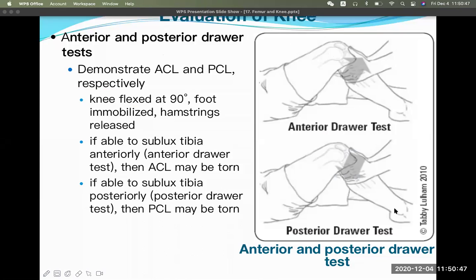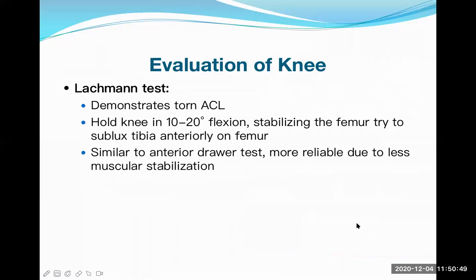Let's move on. Now, another test for the evaluation of the knee is called Lachman test. This Lachman test demonstrates the torn anterior cruciate ligament. Now, it is a bit similar to the drawer test, the anterior drawer test, but there's a slight difference here.